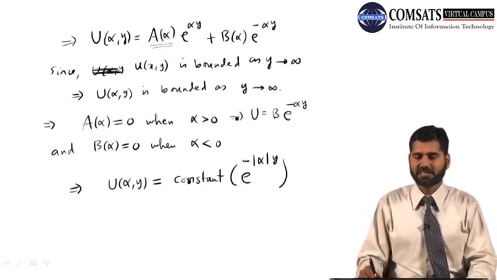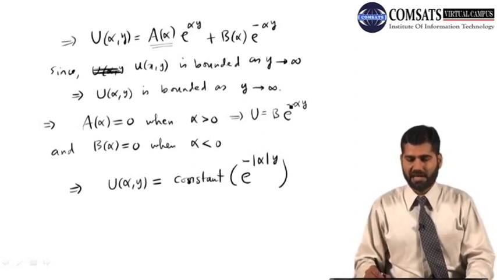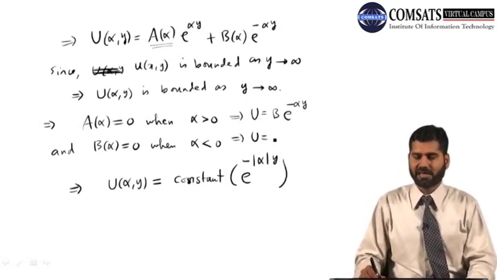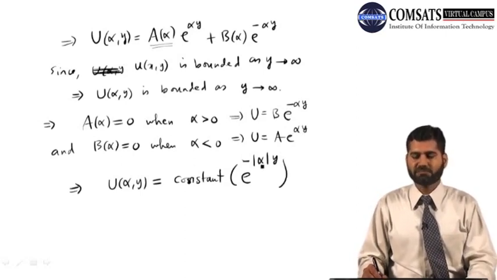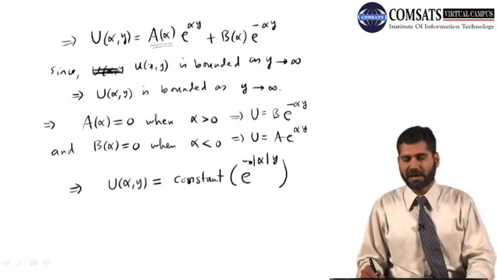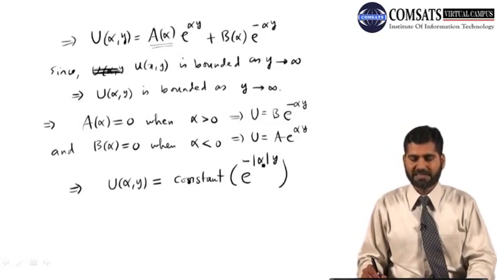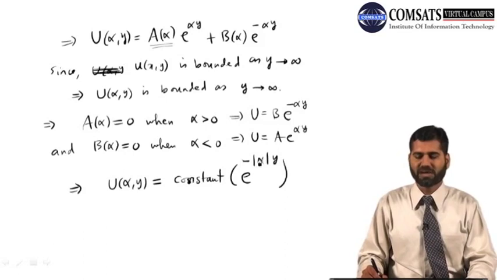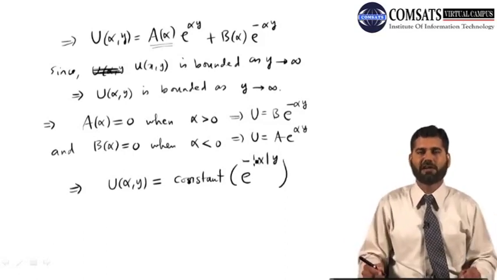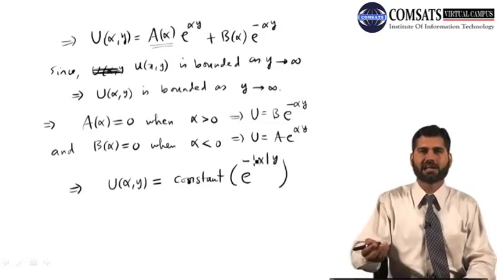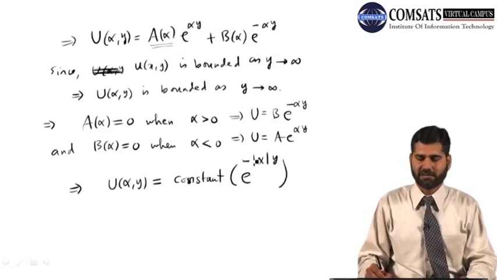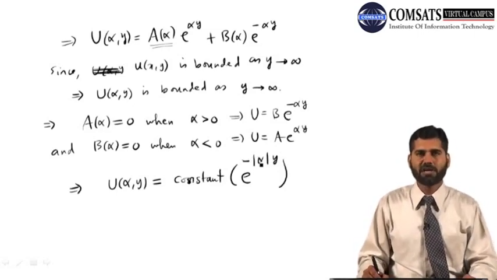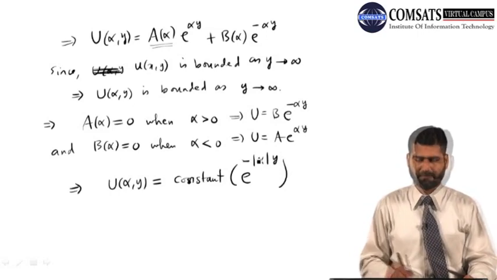So when alpha is positive, you are getting e to the minus alpha y, and when alpha is negative, you are getting e to the plus alpha y. Now you see, if alpha is positive here, you will get e to the minus alpha y, and when alpha is negative, you will get minus minus, plus alpha y. So in both cases you can write e to the minus absolute value of alpha times y. Now you don't have to say that alpha is positive or negative. It will automatically make it bounded as y goes to infinity.